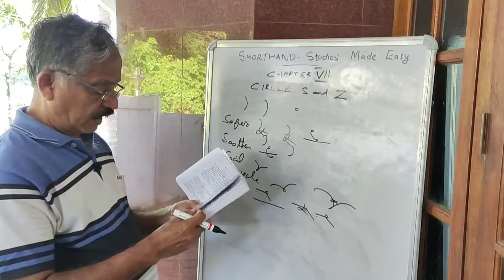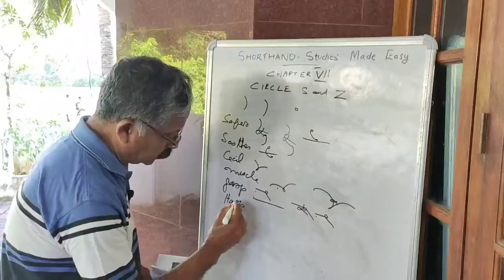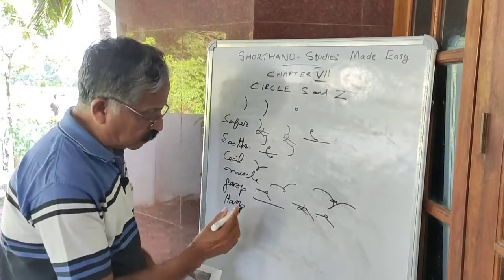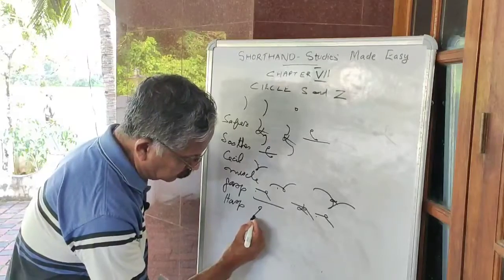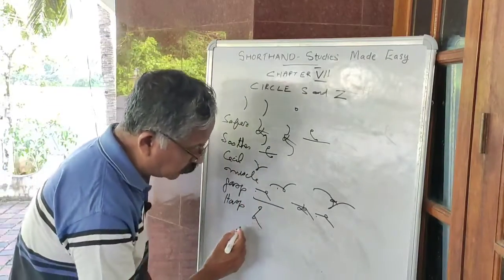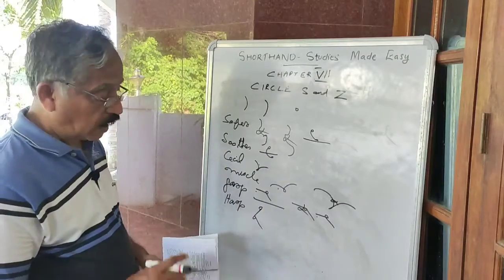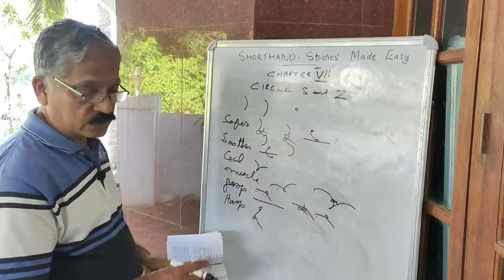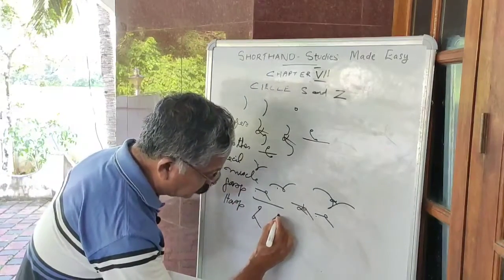Now, hasp, H-A-S-P. We cannot write hasp like this, this is difficult to write. In that case, we have to write H, because we can write two forms of H, upward and downward. So we can use the upward form for easy writing. Hasp. Okay.